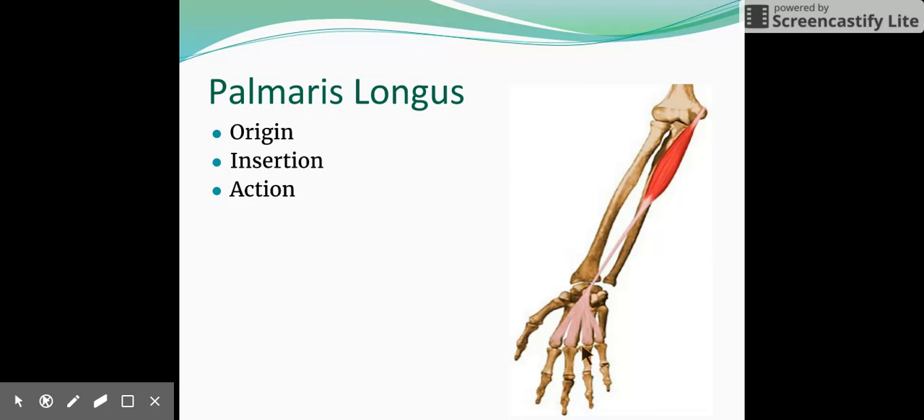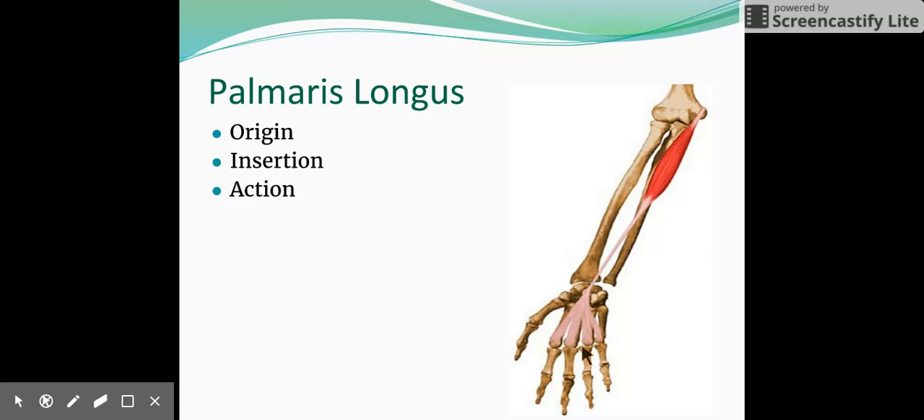Some people have had this cut or sliced, and they can no longer close their hand. And you can kind of test this. If you can touch your thumb to your pinky, your palmaris longus is still intact and really quite flexible.